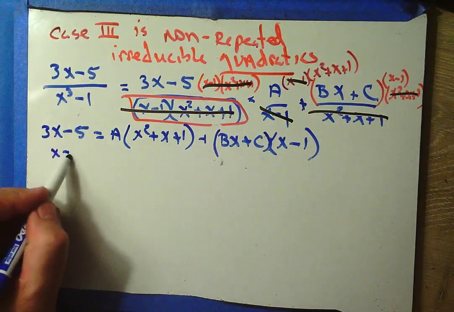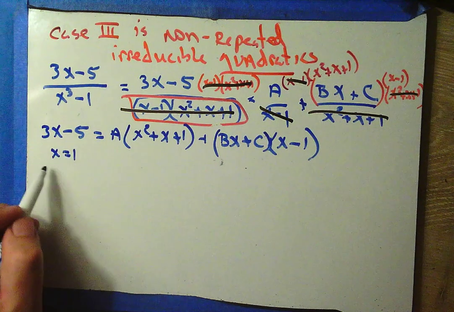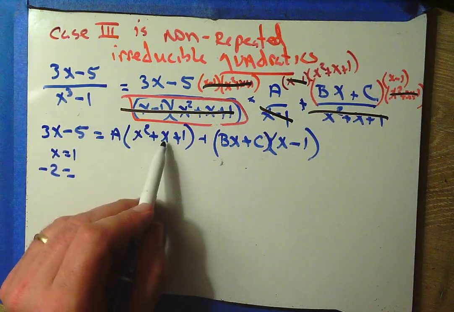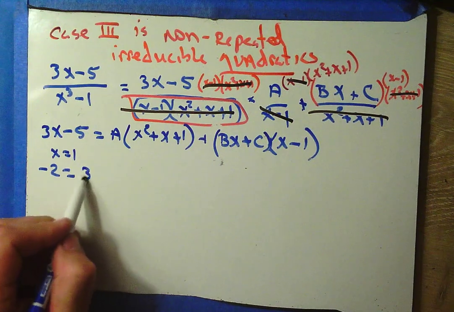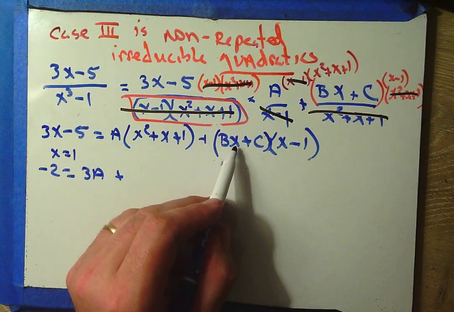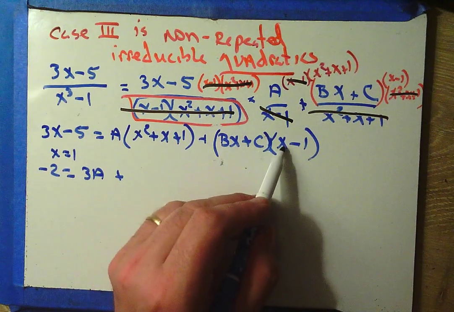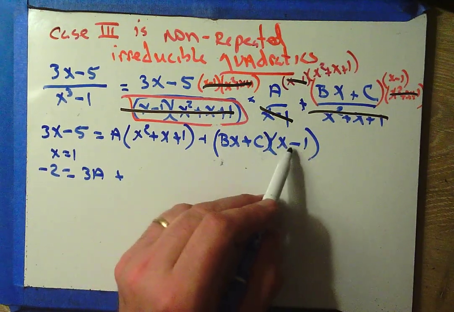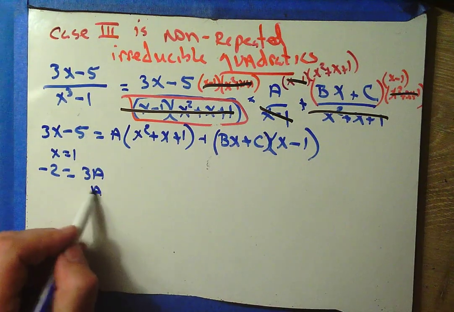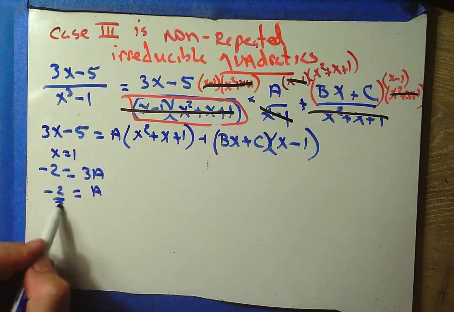Let x equal 1. So 3 minus 5 is negative 2. 1 plus 1 plus 1 is 3A. 1 times B is B plus C. But wait a second, if I plug the 1 in here, 1 minus 1 is 0. And that makes all of this go away. And so I know that A is negative 2/3.